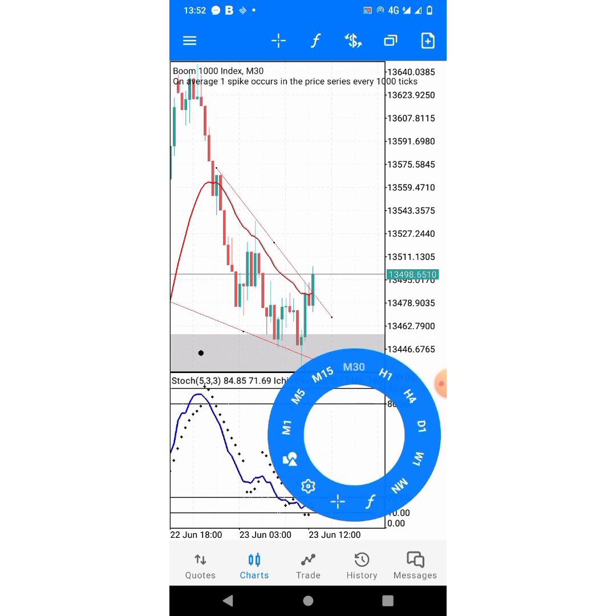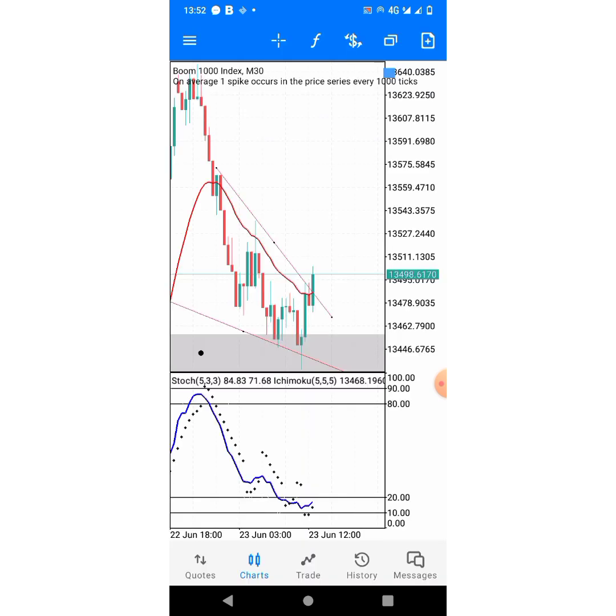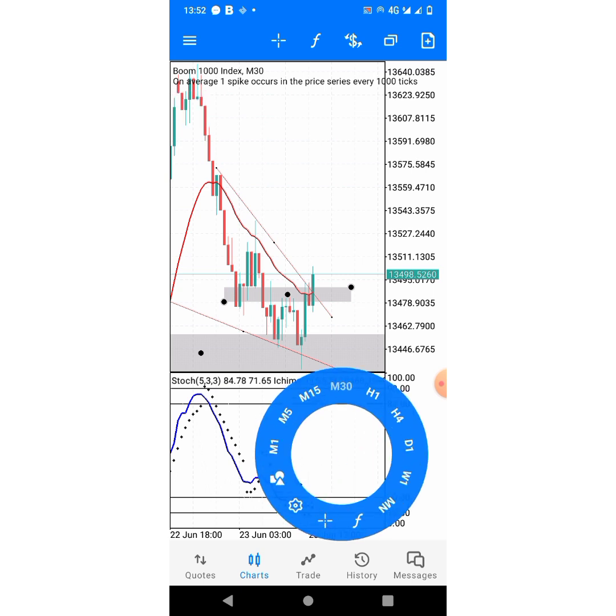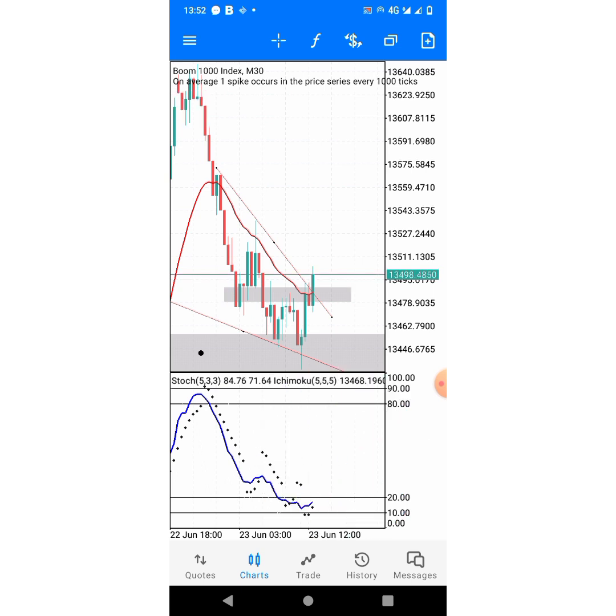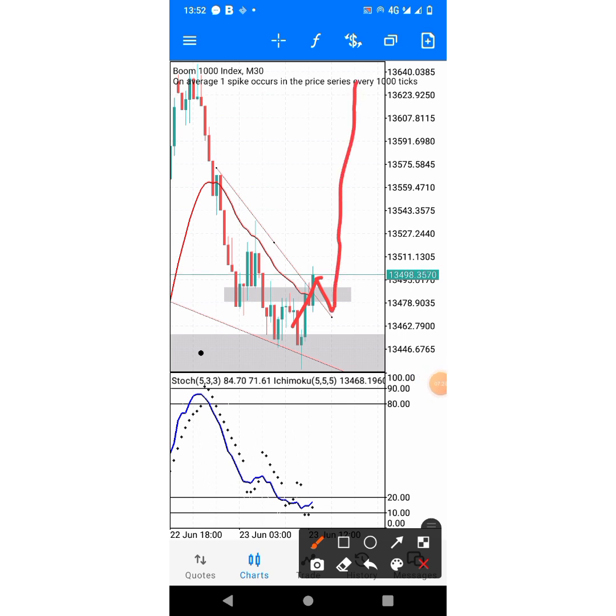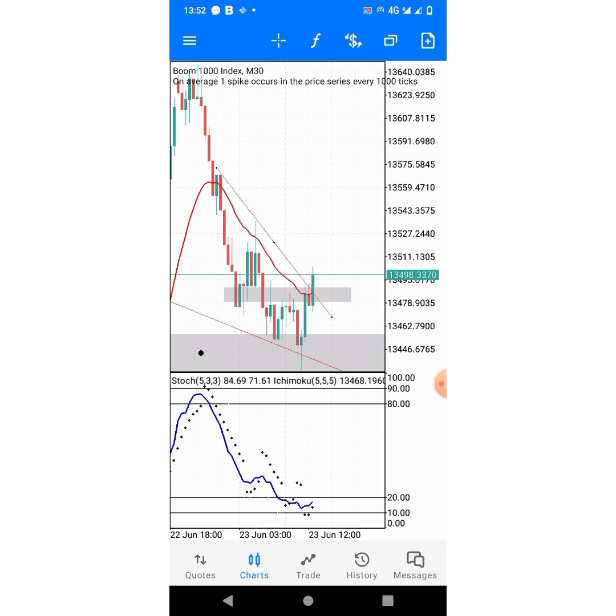Once it breaks, then I can consider that this area was serving as a very strong support. So I'm just going to wait and see some kind of retest of this area with a good candlestick pattern. Then I can ride it up if I'm using my price action strategy.